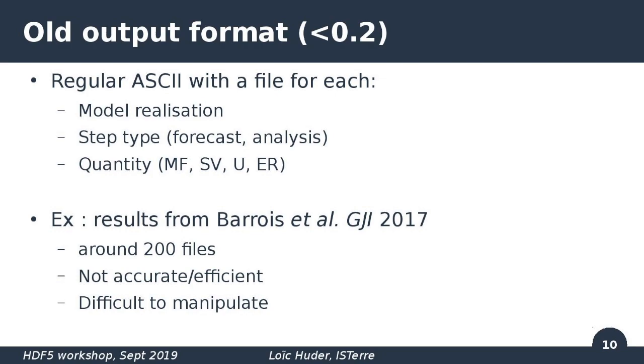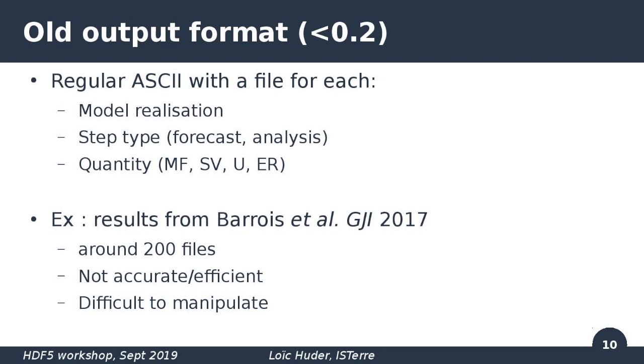So previously in our Python package, before version 1.2, we were using regular ASCII files. We had a file for each model realization, each step type, each quantity, which was not really efficient and led to a lot of files, around 200 for one of the earlier results of our Python package. It was also difficult to manipulate. So this is the time where we said, okay, we need to find something else.